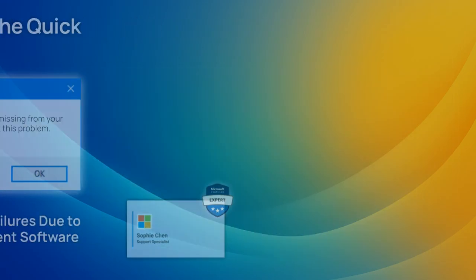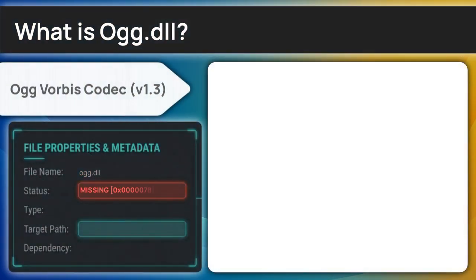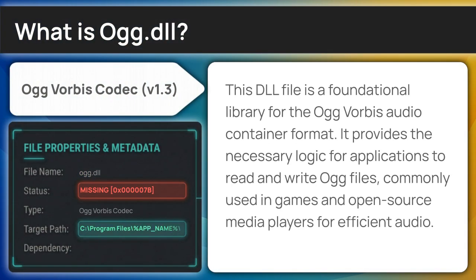This DLL file is a foundational library for the Ogg Vorbis audio container format. It provides the necessary logic for applications to read and write Ogg files, commonly used in games and open-source media players for efficient audio. With the explanation out of the way, let's refresh the affected files.